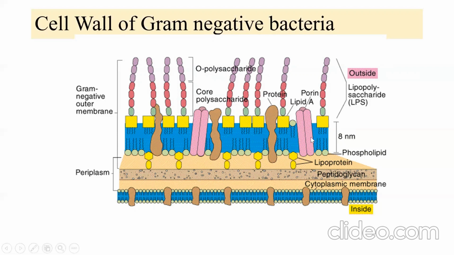So here the lipid, the yellow color, this is the lipid A, and these are the polysaccharide. This is a polysaccharide chain. This is called the lipopolysaccharide or LPS. So this lipopolysaccharide is made up of lipid A, the core polysaccharide, the lower one, and the upper one, that is the protruded one, is called the O polysaccharide.